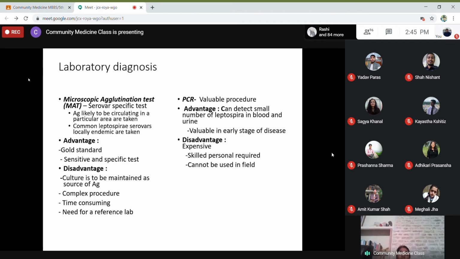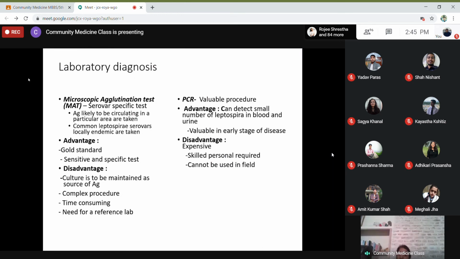Now the advantage of this is that it is a very sensitive and specific test. So it is the gold standard for diagnosis of leptospirosis. Your MAT is a gold standard. But the disadvantage is that you need to maintain a culture, because to get the antigen, you have to maintain a culture. It is a complex process. It is time consuming.